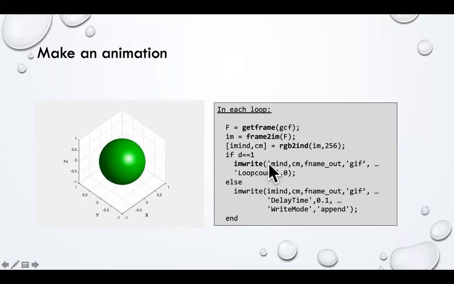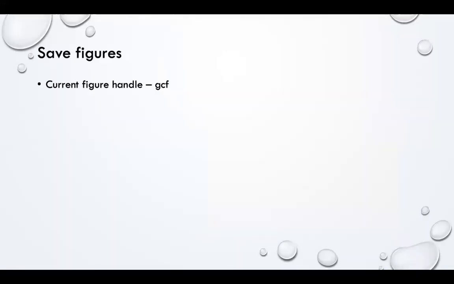And this can be applied to two-dimensional or three-dimensional figures. As long as you have this command, you get your current figure and it will overlap one by one. Okay, this is how we make an animation. It's not hard. The thing is what you want to show and what kind of file you want to save.